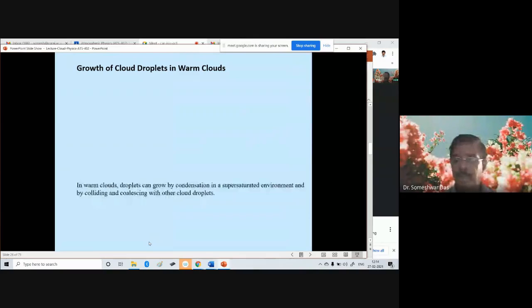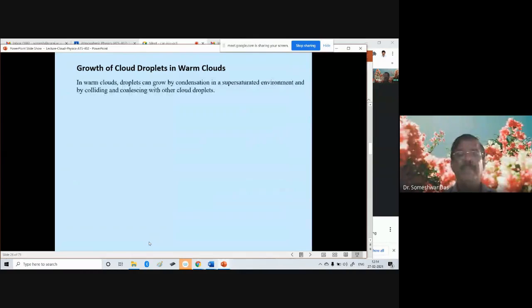Okay, so we shall talk more in detail about that now. In warm clouds, the droplets can grow by condensation initially in a supersaturated environment, and by colliding and coalescing with other cloud droplets. Okay, a very important process, droplet growth by collision and coalescence, is one of the important processes for the cloud droplet growth in the warm cloud.